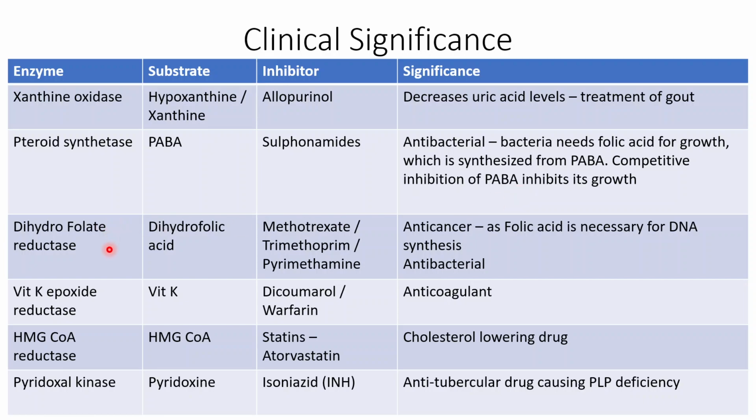Next enzyme is dihydrofolate reductase. Dihydrofolate reductase acts on dihydrofolic acid. We have inhibitors like methotrexate, trimethoprim, and pyrimethamine. These inhibitors compete with the substrate, which is dihydrofolic acid, and inhibit the enzyme dihydrofolate reductase. Methotrexate is used as an anti-cancer drug because folic acid is necessary for DNA synthesis. If we inhibit the formation of folic acid, it acts as an anti-cancer drug. Trimethoprim and pyrimethamine act as antibacterials. In bacteria, if folic acid is inhibited, it leads to arrest of growth, so it becomes antibacterial, same as sulfonamides.